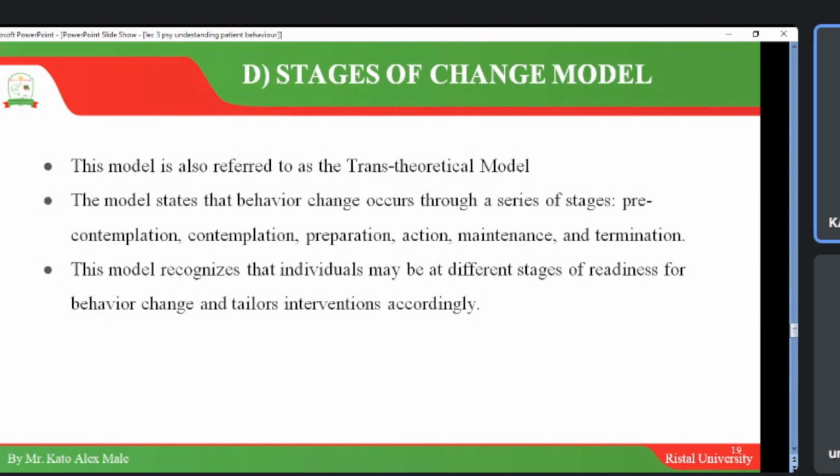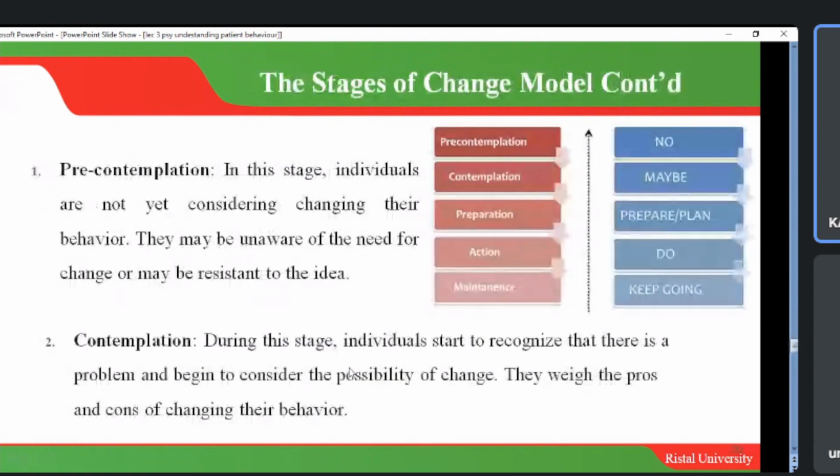Before you tell an individual what to do or how to do it, look at these stages. This model states that behavior change occurs through a series of stages, and we are going to see them in detail. This model recognizes that individuals may be at different stages of readiness for behavior change and tailors interventions accordingly.